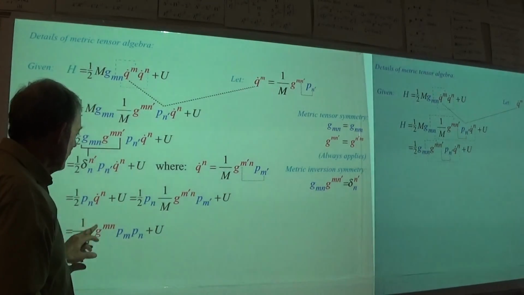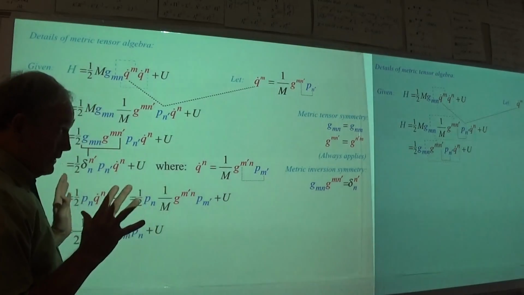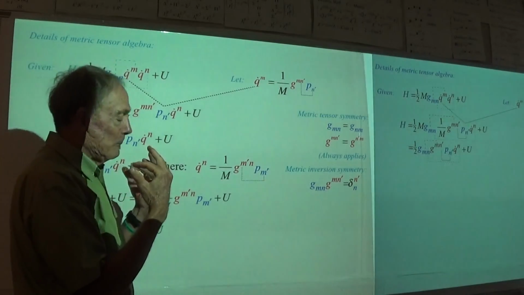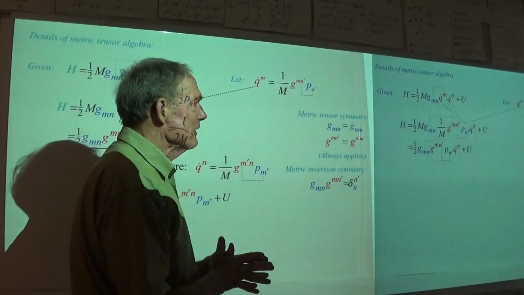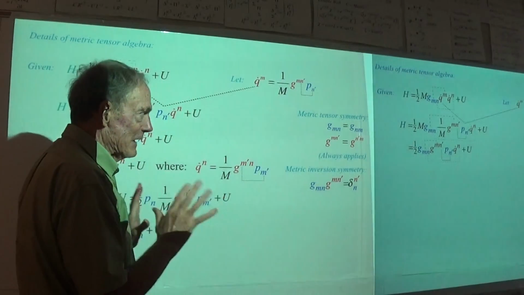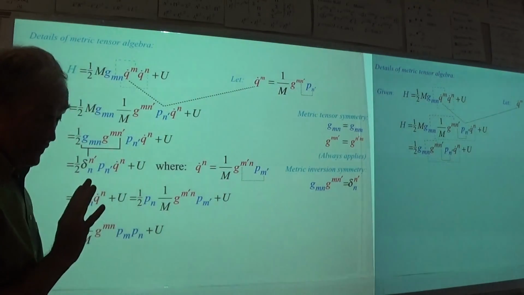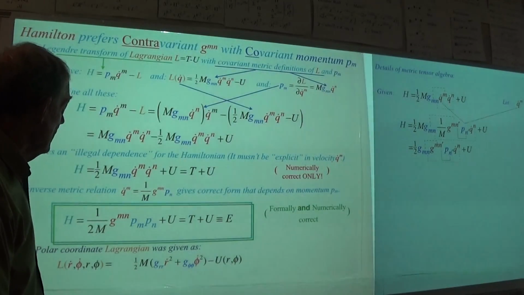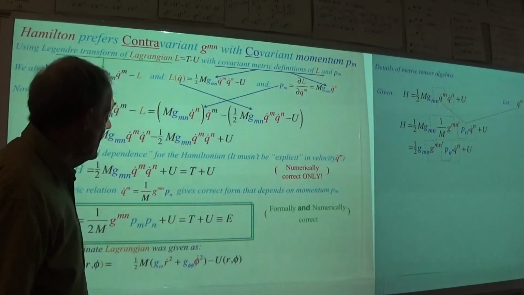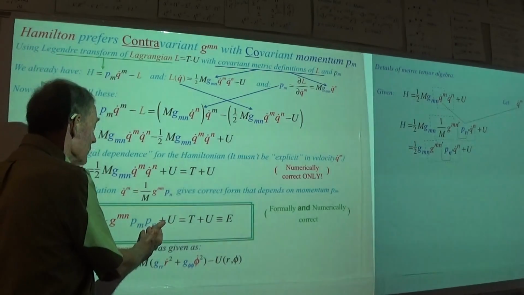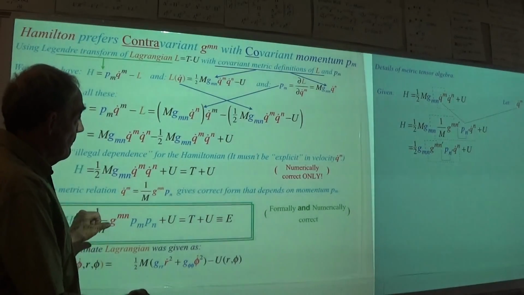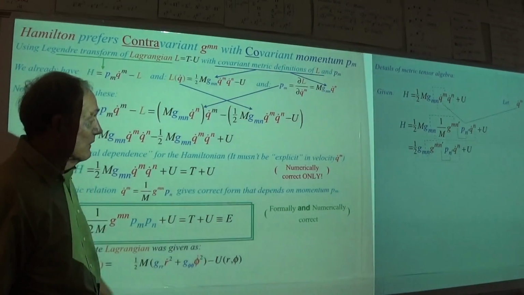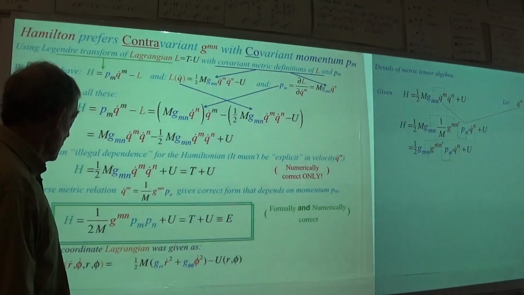That is the way we get to use the full power of the differential geometry of Gauss and Riemann in mechanics. And I think it's a really powerful addition to the way we do these things. In any case, this is the Hamiltonian that we have right now. It has a kinetic part, which is somewhat verbose, plus the potential. That is our total energy, and that is formally and numerically correct, which is what we're after.